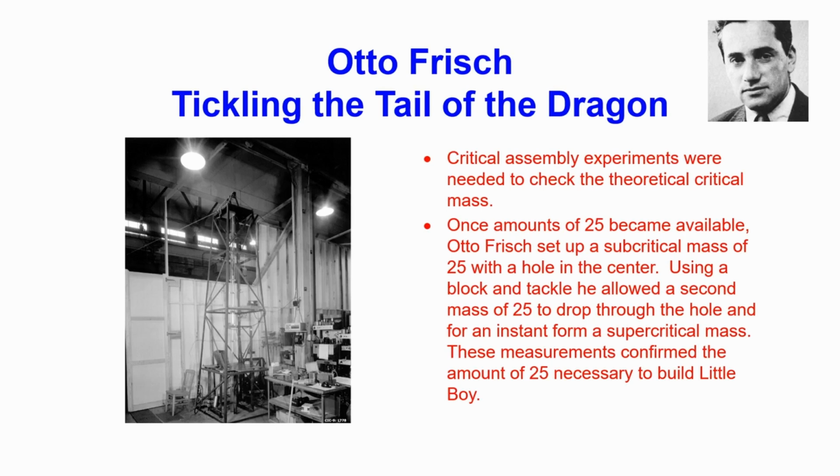And then they had an elevator-type apparatus that allowed them to drop a second piece of 235 through that hole, and at the instant it was in the hole, it went critical, but then dropped out immediately. And so they were able to measure at the instant it went through. And that was where they were able to confirm the amount of uranium-235 necessary to build the Little Boy bomb, which was the first weapon.